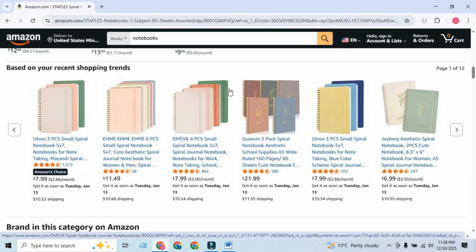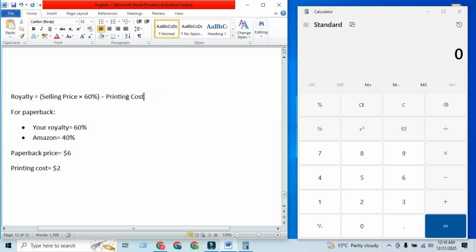Okay, now let's understand how paperback royalty is calculated. For paperback books, royalty is calculated using this formula. Remember this, for paperback books, your royalty is 60% and Amazon keeps 40%. For example, if your paperback price is $6 and the printing cost is $2, then 6 into 60% minus 2 equals $1.60. So you will earn $1.60 royalty per sale.